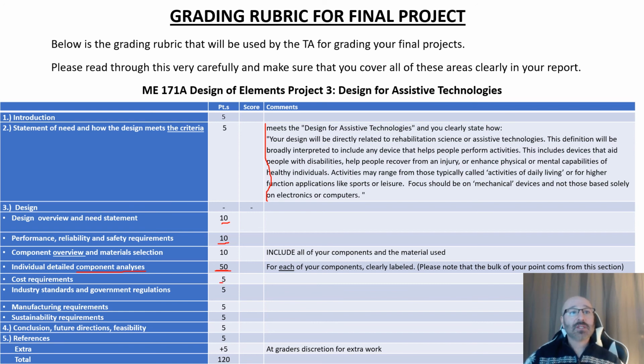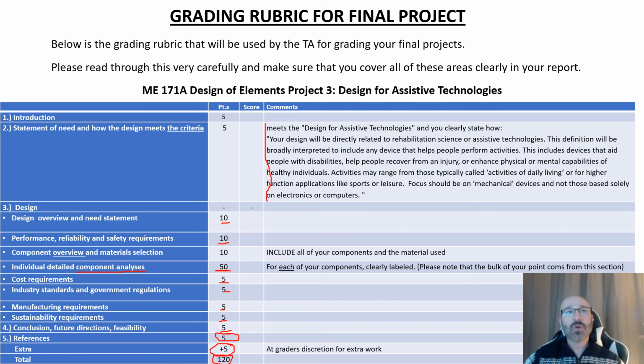Cost requirements, 5 points. Industry standards and government regulations, another 5 points. Manufacturing requirements, 5 points. Sustainability requirements, 5 points. Conclusion, future directions, and feasibility is 5 points, and your references are 5 points. Then there's a little bonus of 5 points if you want to go a little above and beyond and did some extra stuff in there. There's an extra 5 points awarded there. So the total of this project is going to be out of 120 points.